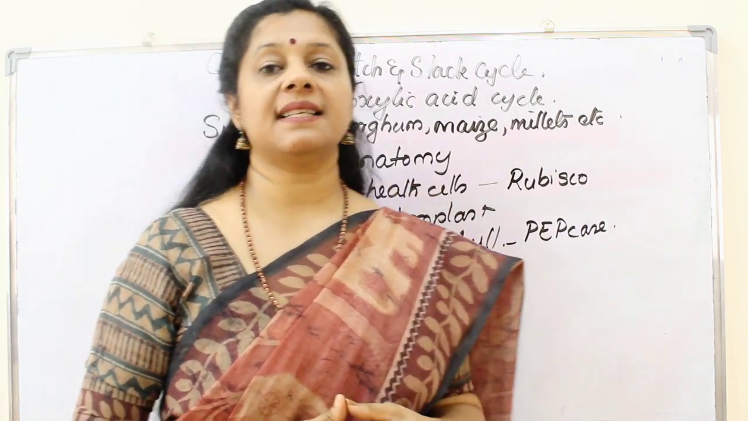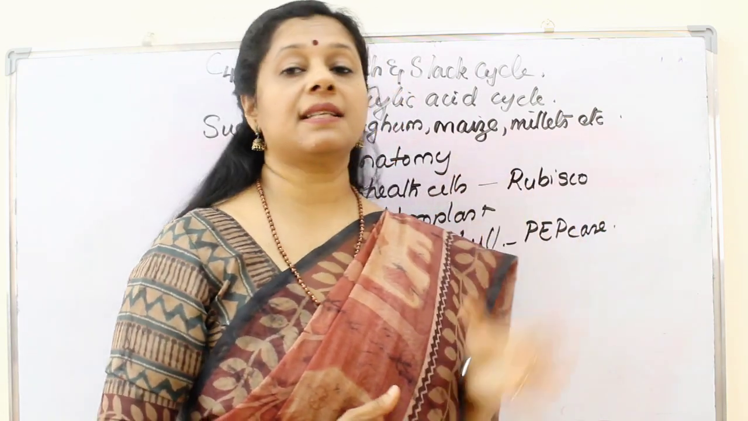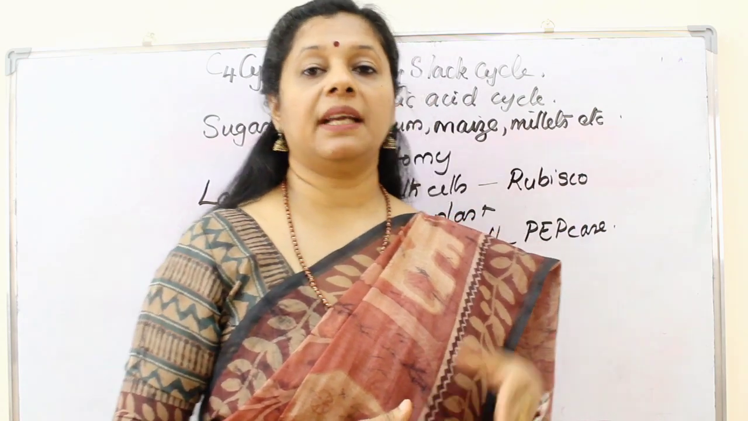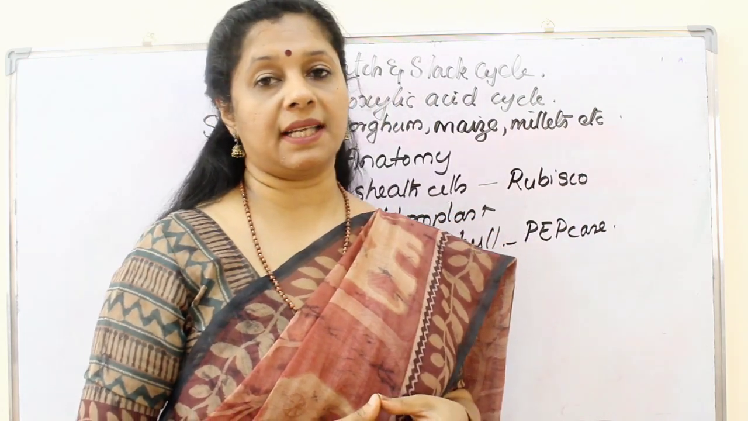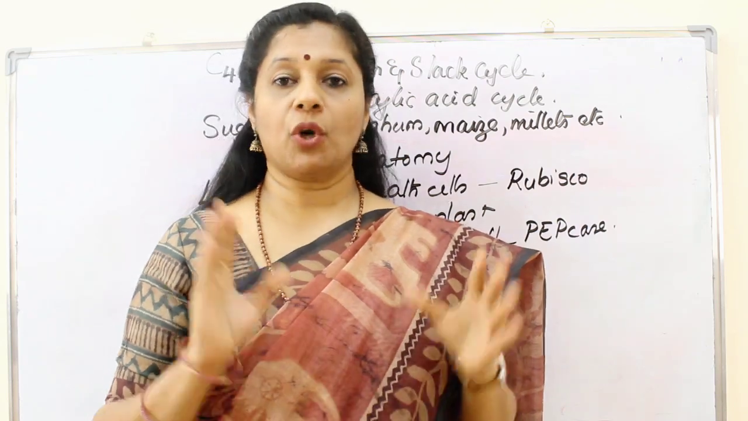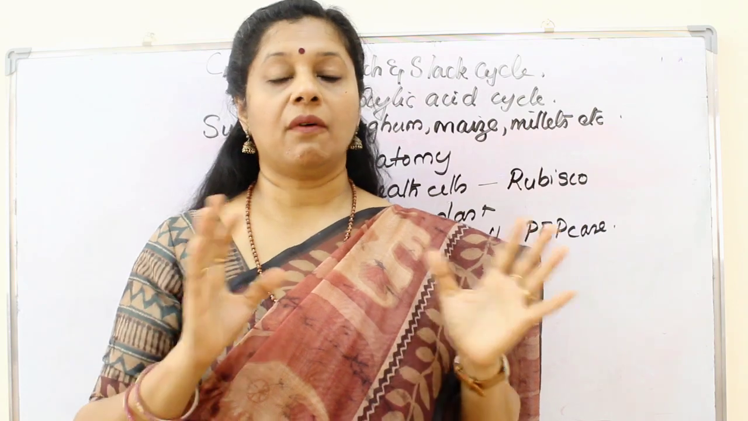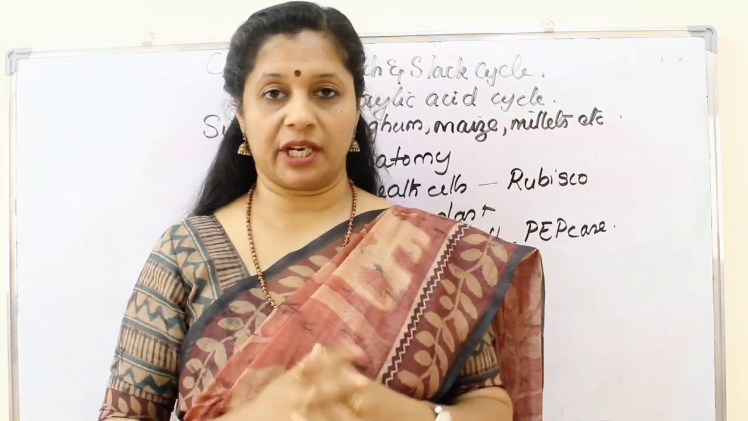Today let us discuss the next cycle, that is the C4 cycle. This is also another cycle which is happening in addition to the normal photosynthetic cycle in certain plants. So normally photosynthesis has got light reaction and dark reaction for the process of making carbohydrate.